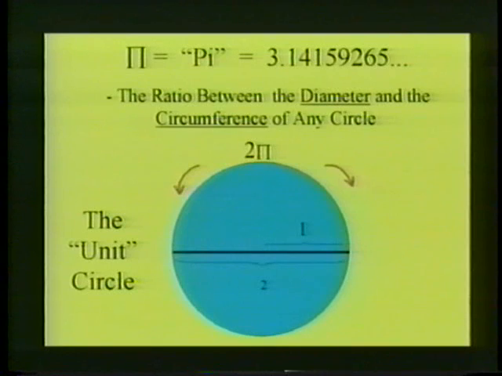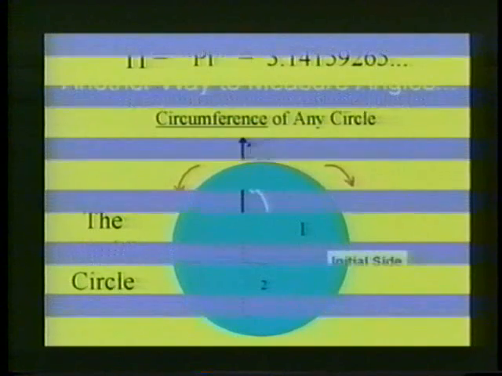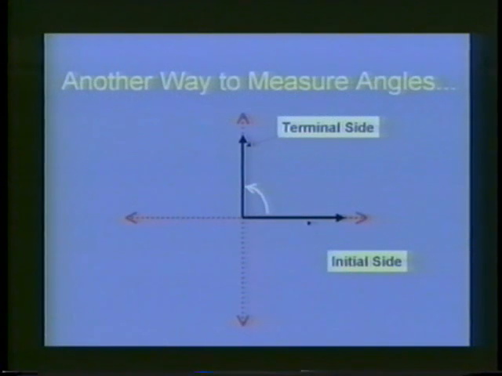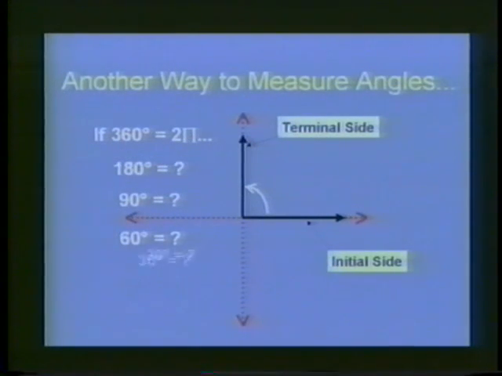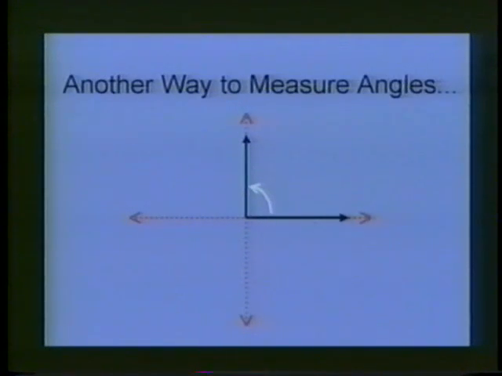Okay? So that's what we care about, and I'll show you why, because this is going to be a new way to measure angles, okay? Another way. This angle right here we know is 90, but there's another thing we can call it, okay? If 360 all the way around is 2 pi, what is 180 degrees? What would be another way of naming that? Think about it. How many pi is that? What would be 60 degrees? How many pi is that? 30 degrees. We can name them all in a different way using pi.